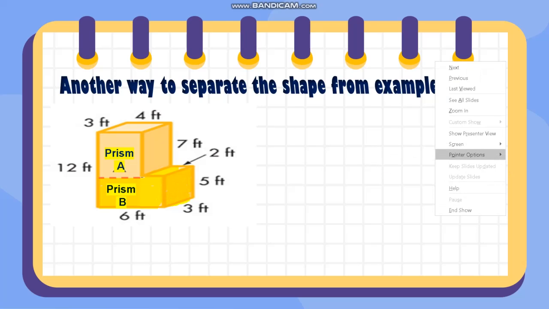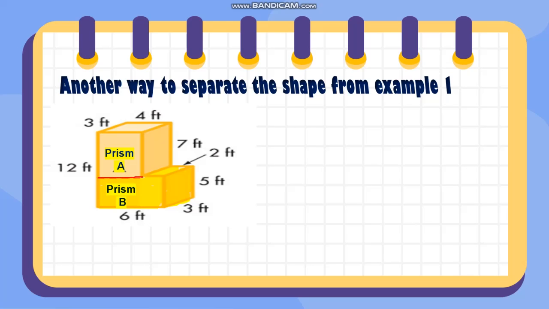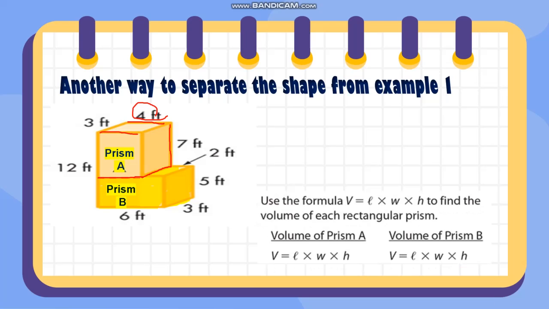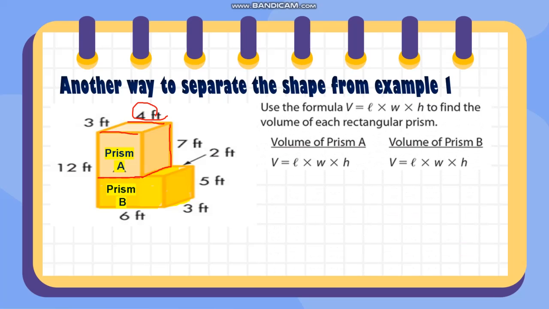Now, let's find out prism A. For prism A, this is your length because you separated horizontally. This is your width and this is your height. So your length is the same with this length and the same with this length, which is equivalent to 4. That's why your length is equivalent to 4. Okay, and your width is 3 feet. Why? Because this is your width, which is the same with this and the same on this part. That is equivalent to 3.